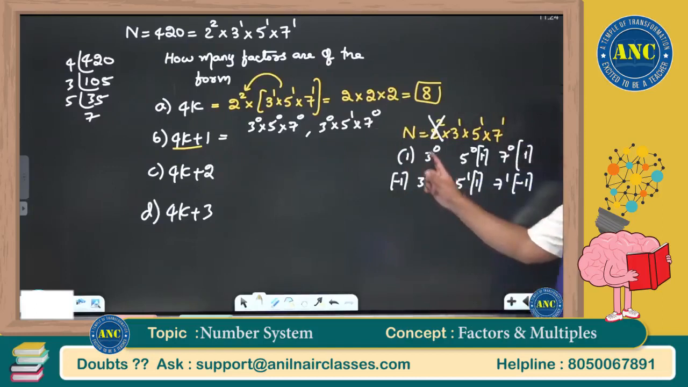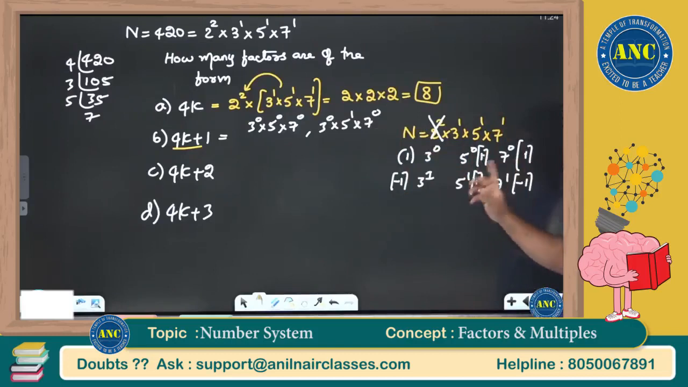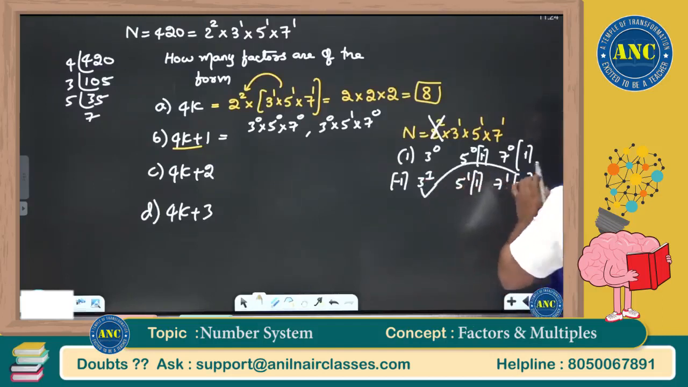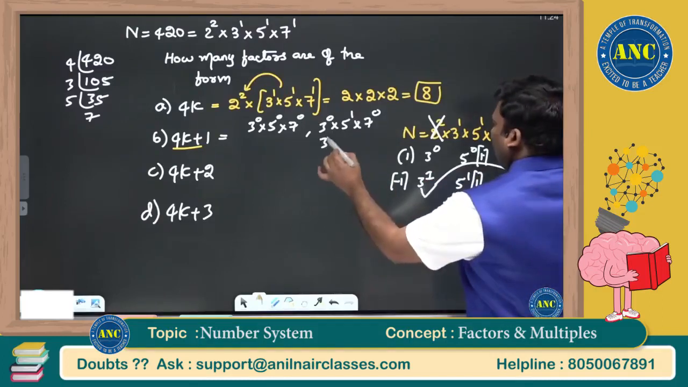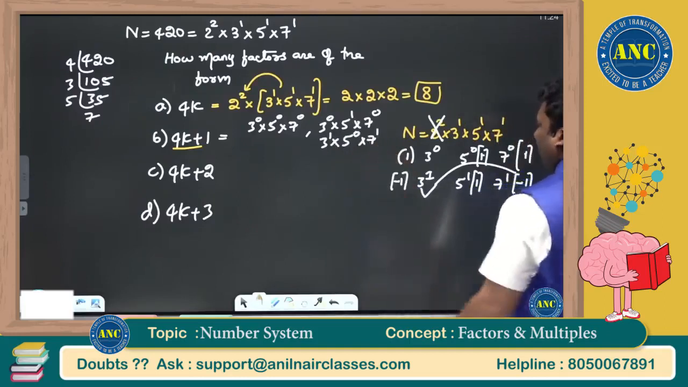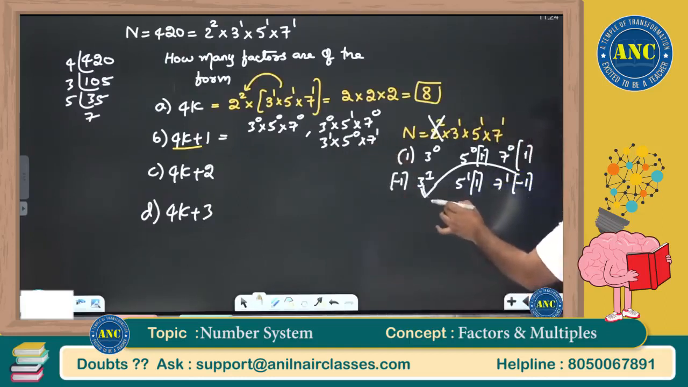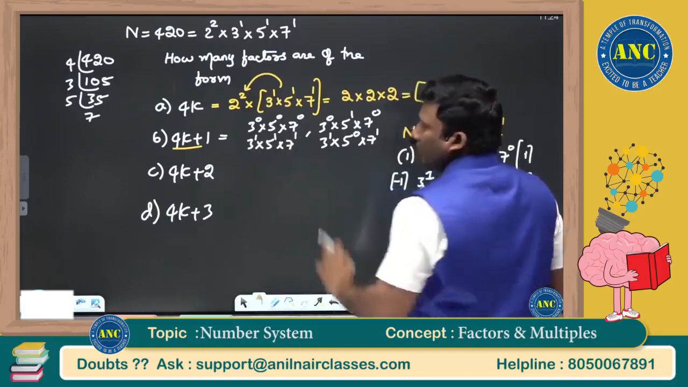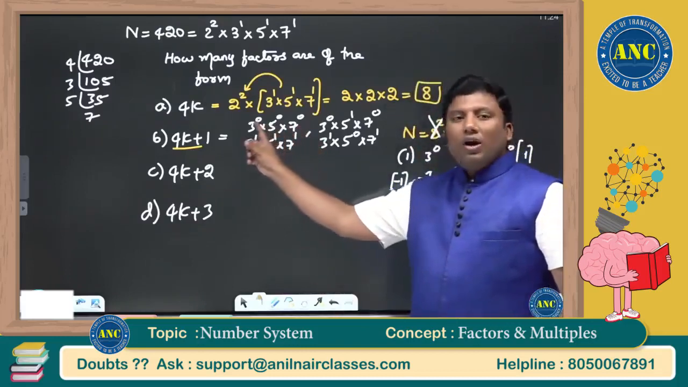I hope you are understanding. I need to get a remainder 1. 1, 1, 1. Not possible. Minus 1 into 1 into minus 1. Next, 3 power 1 into 5 power 0 into 7 power 1. Are you with me? 3 power 1 into 5 power 1 into 7 power 1. These are 1, 1, 1, 1.